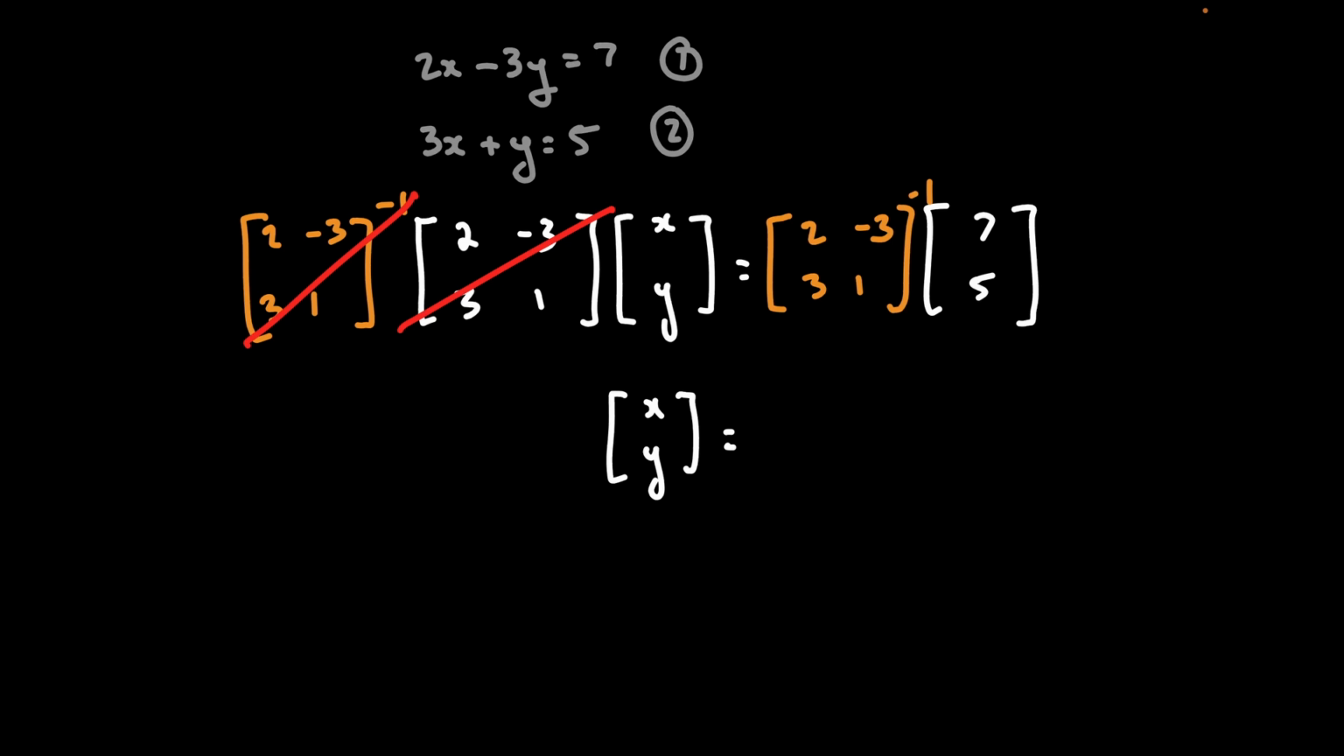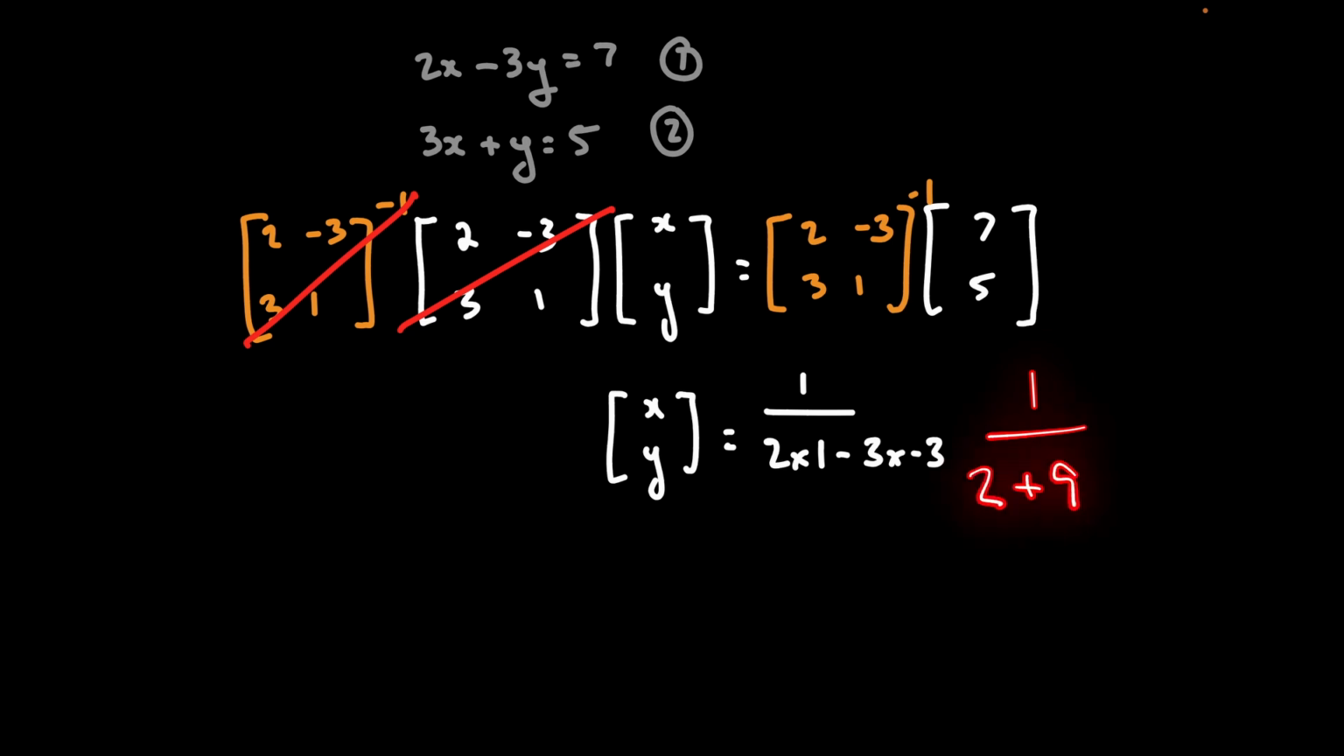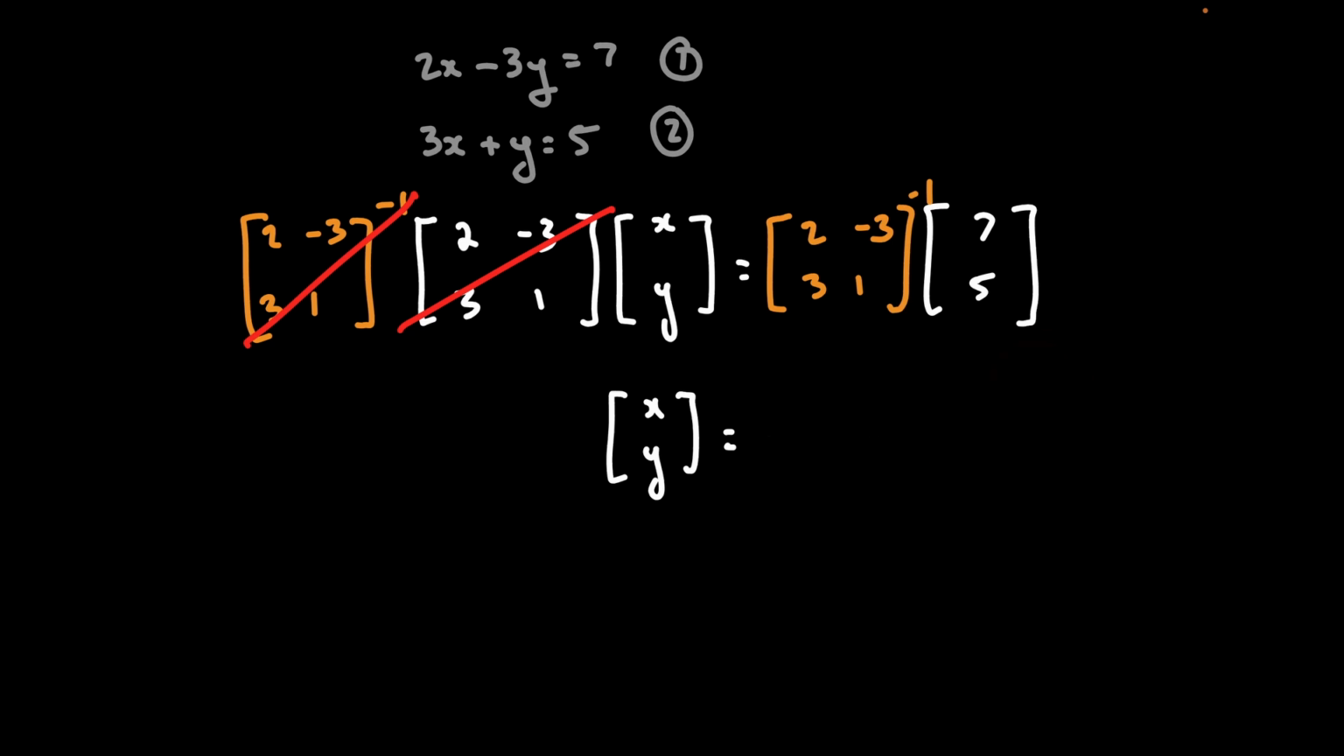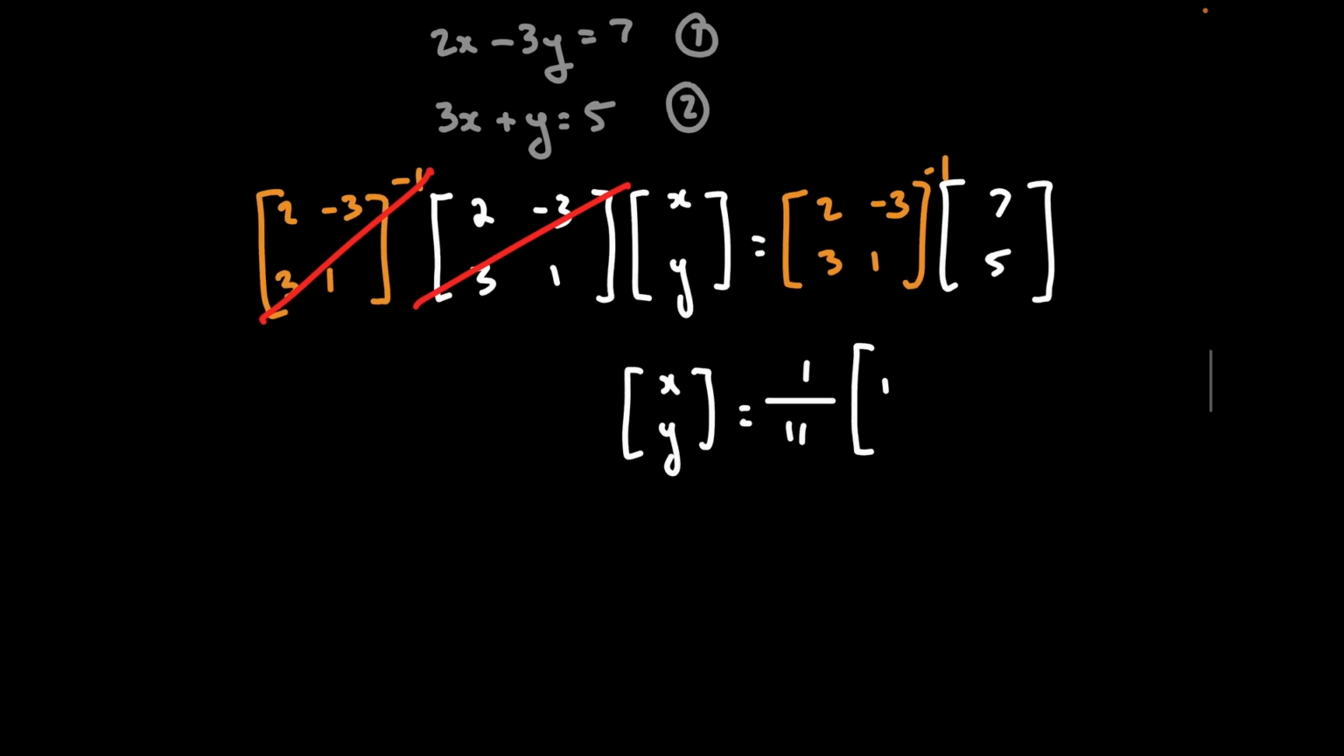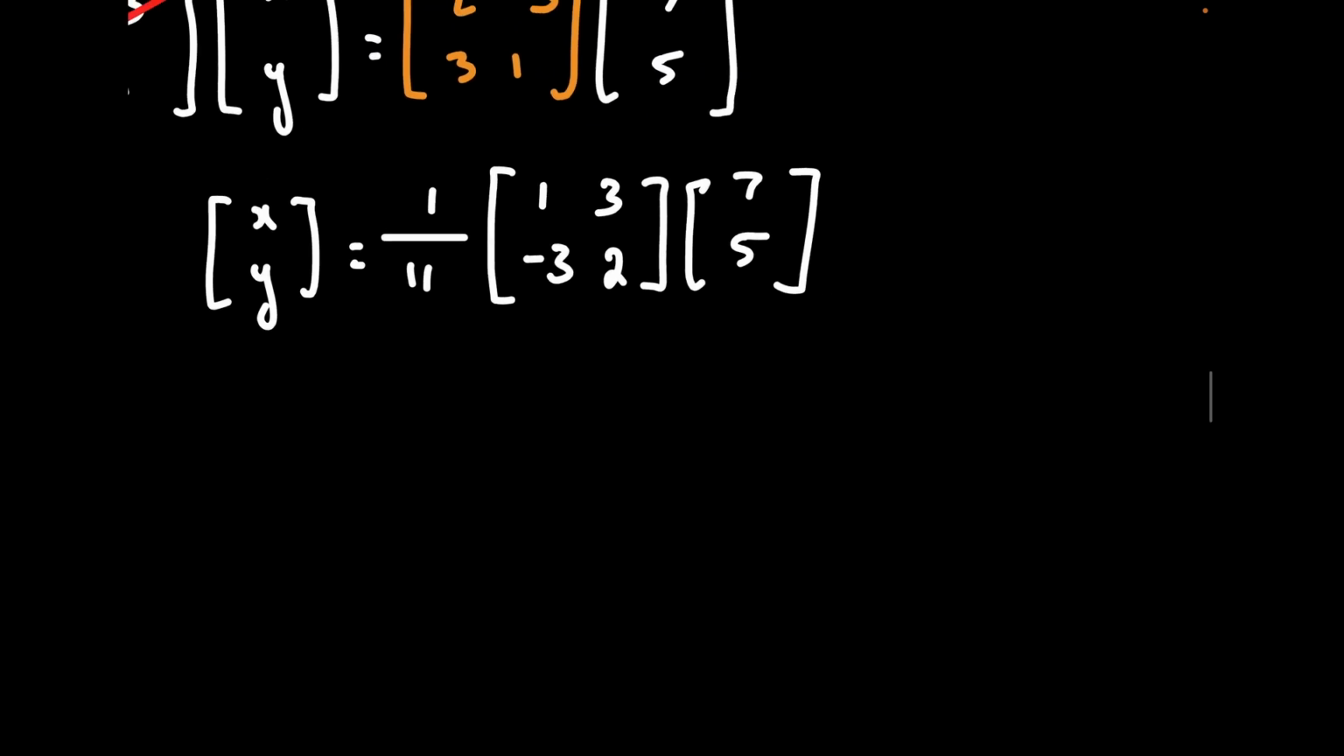So 1 over the determinant. So in this case, 1 divided by 2 times 1, take 3 times -3. That would be the same as 1 over 2 plus 9, or just 1 over 11. Times by, we can swap the positions of a and d, and then we can change the signs of these two numbers here. And then we times this by 7, 5. So now we have this.